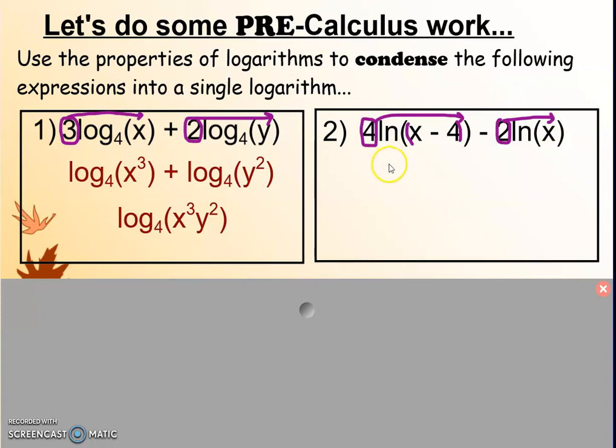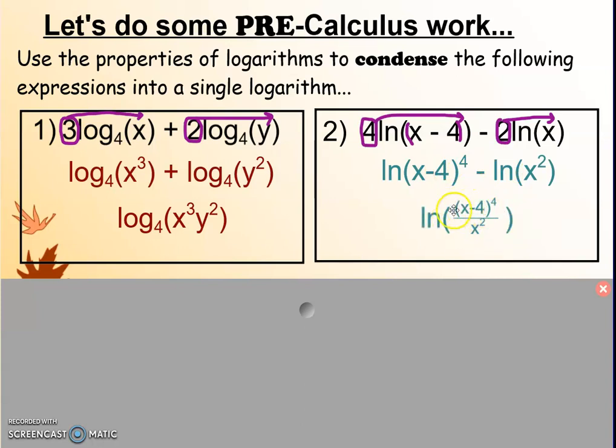So after I just move my exponents, I end up, in this case, getting the natural log of x minus 4 to the 4th. Remember that 4 affects the entire, whatever is inside that logarithm, minus the natural log of x squared. Anytime you subtract separate logarithms, that becomes a division problem, and there you go.